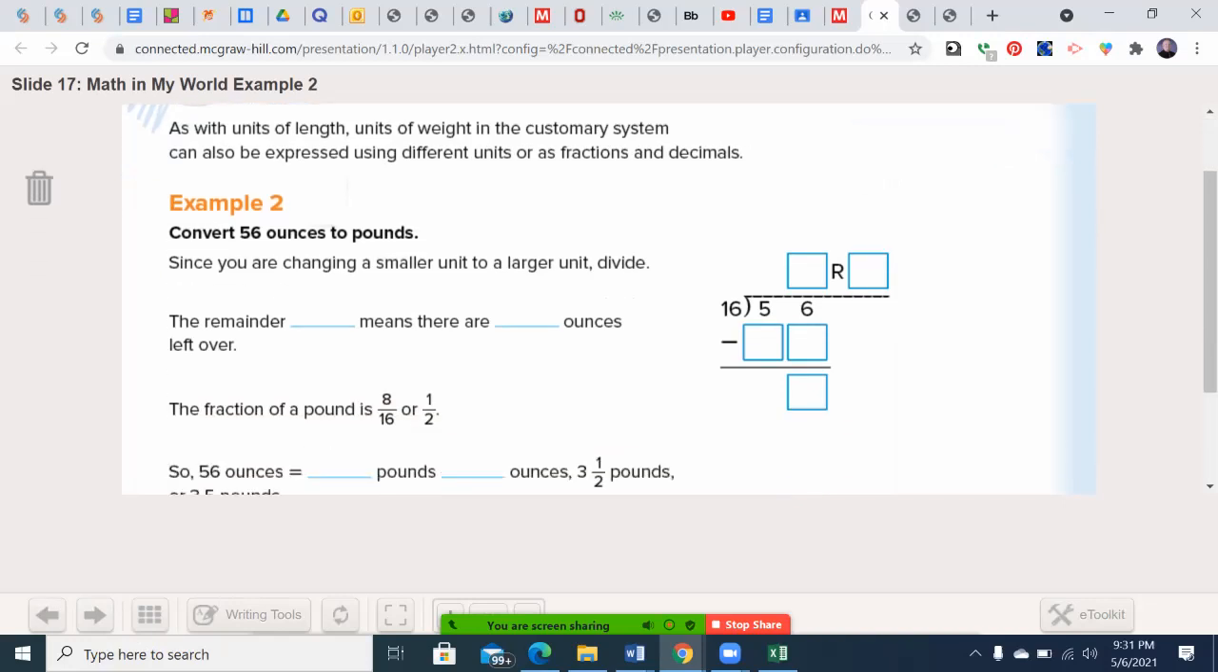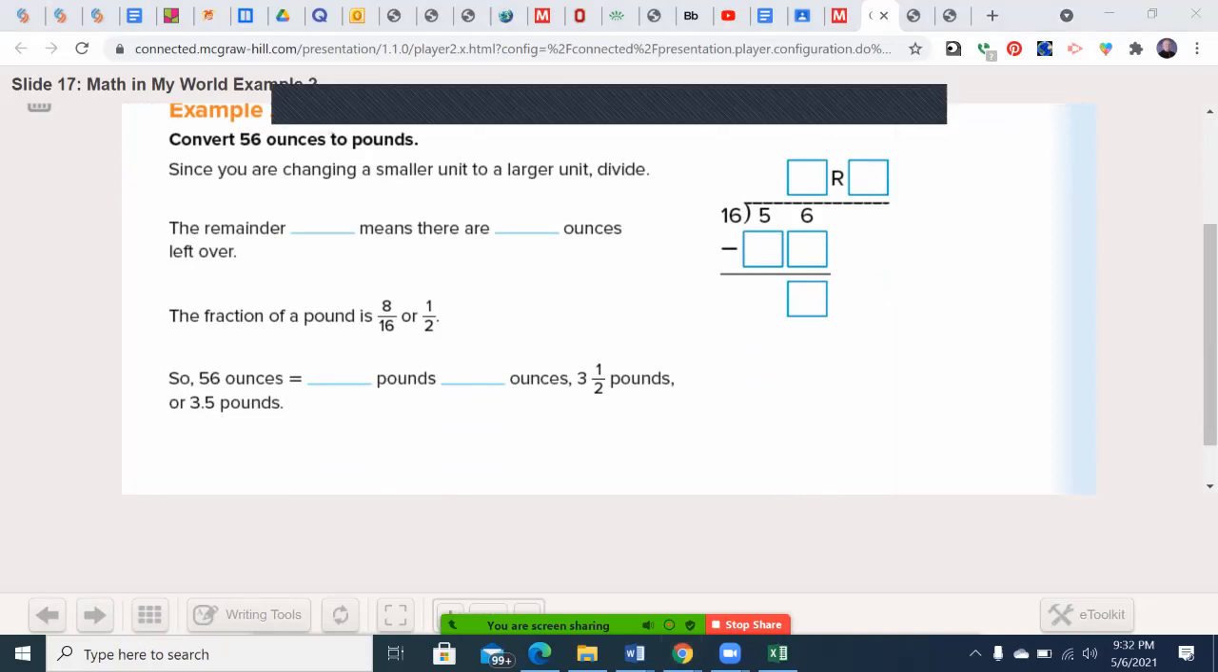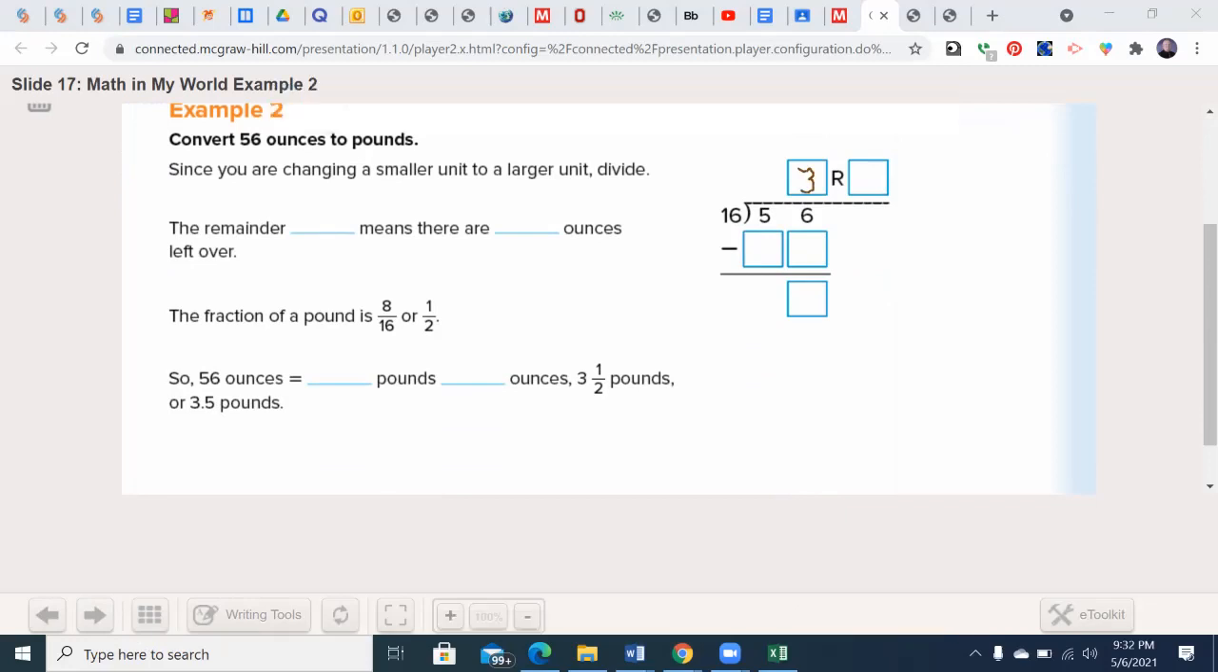As with units of length, units of weight in the customary system can be expressed using different units or as fractions and decimals. So convert 56 ounces to pounds. I could do the multiplication. 16 does not go into 5, but it goes into 56 3 times. And I know it's 3 because 16 times 3 is 48, and I know that 16 times 4 is 64. I watch a lot of basketball, okay? You got to give me a little grace on that. I subtract 56 minus 48 is 8. So it's really 3 remainder 8.